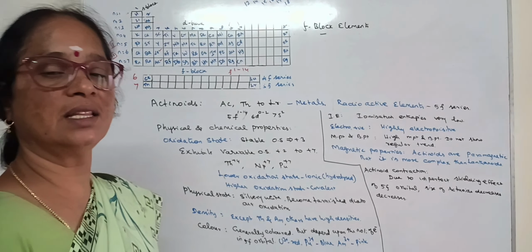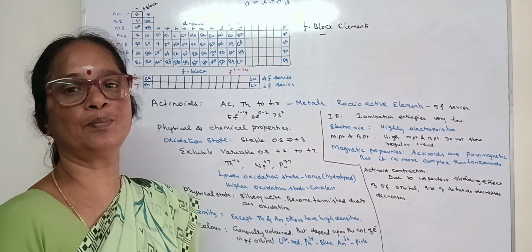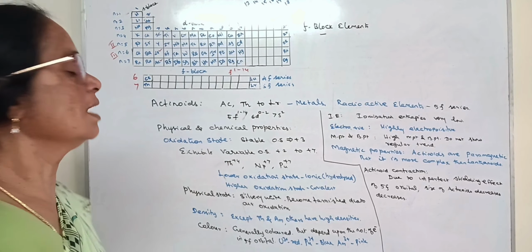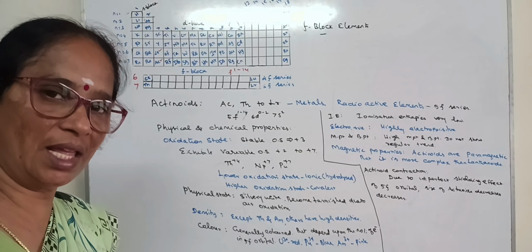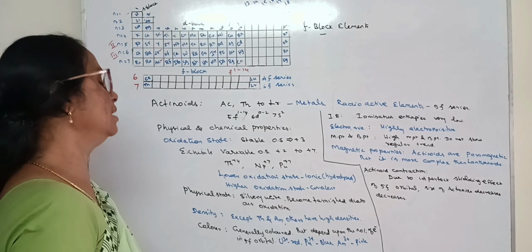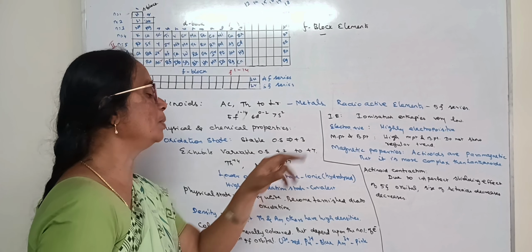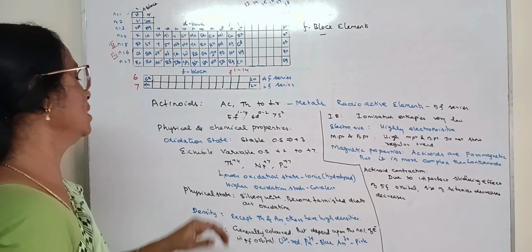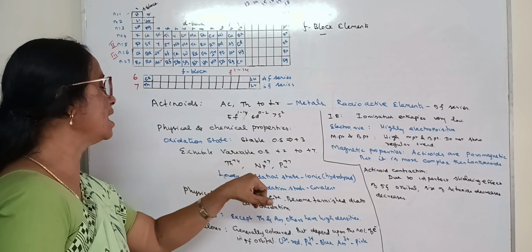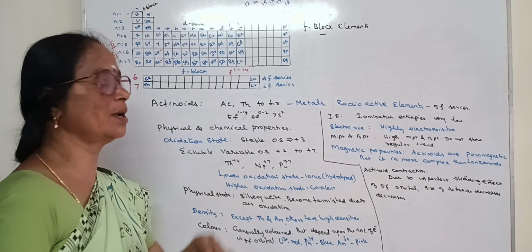But lanthanides exhibit only +2 or +4 states. Here, these actinides exhibit variable oxidation states ranging from +2 to +7. Moreover, they can have thorium +4, neptunium +7, plutonium +7.